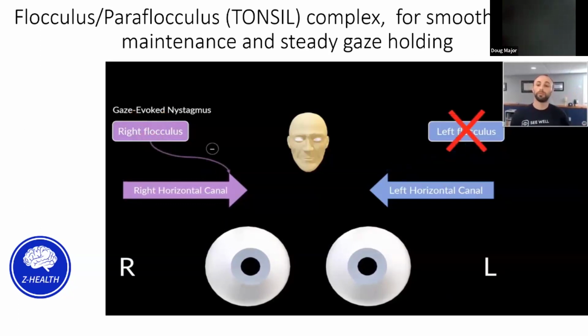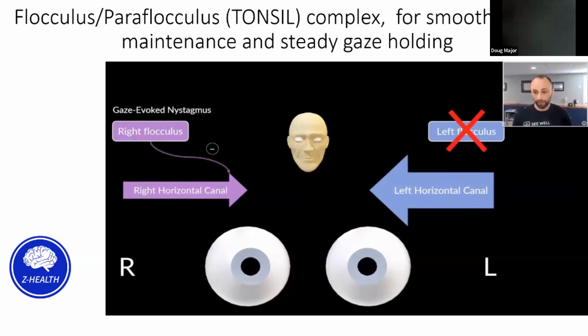If instead the problem were on the left side, I lose the inhibition here. Again, that balance of arrows is not going to be very conducive to trying to stare to the left. I try to do it, and I'm going to keep drifting back to the middle because that arrow is so big.